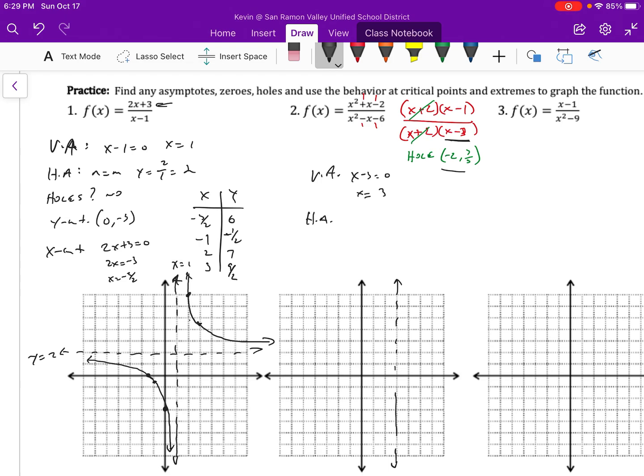Horizontal asymptote, they have the same degree, n equals m. Therefore, y equals 1 over 1, which would be 1. Go ahead and put that in.